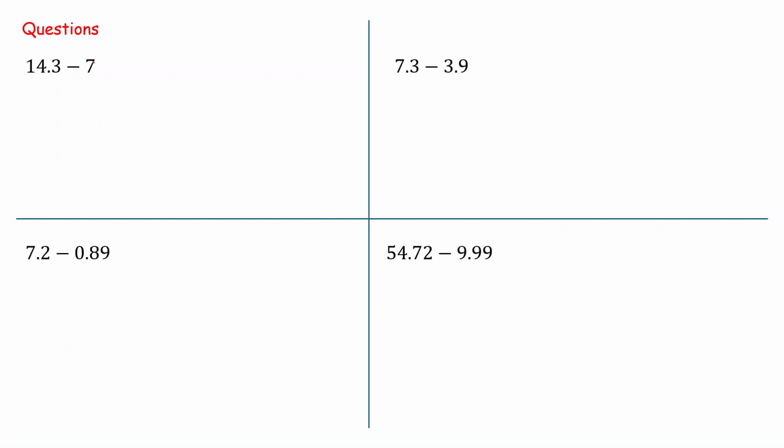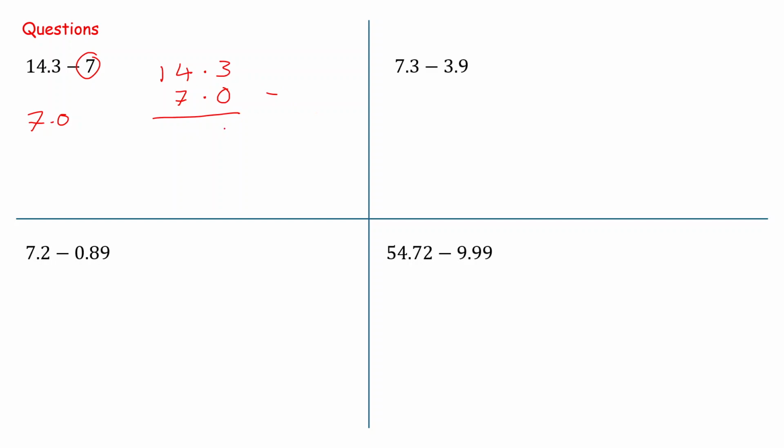But the first one, we've got 14.3, and we're taking away 7. Now 7 is the same thing as 7.0 or 7.00, 7.000, so on and so forth. But in this case, it's going to be useful to write this as 7.0, because then your points here will line up. If you wanted to, you could write a 0 here as well, but you don't really need to, okay? But the points here, they've got to line up. That's crucial, and we're taking away.